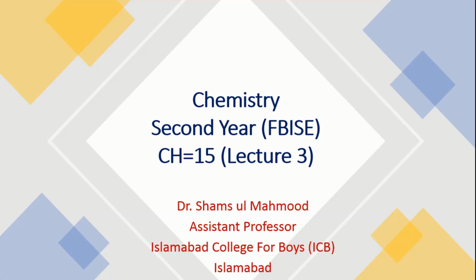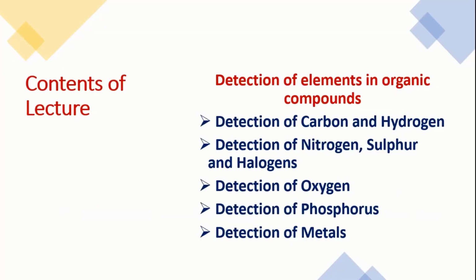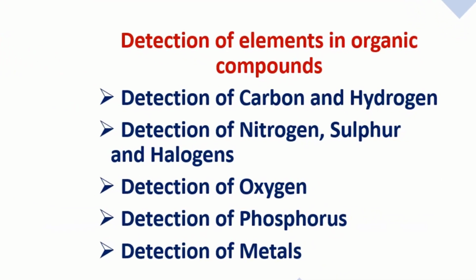Bismillahirrahmanirrahim. Today we are going to discuss the third lecture of chapter 15, and we know chapter 15 is about the organic compounds. Dear students, when we are going to analyze any organic compound, there are two ways of analysis. First, we have to identify the elements present in the compound.